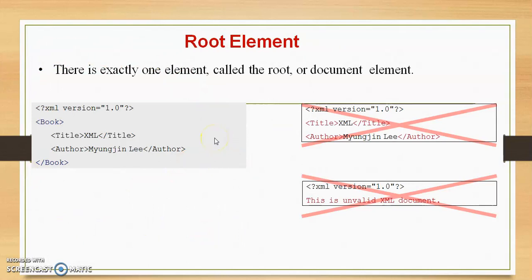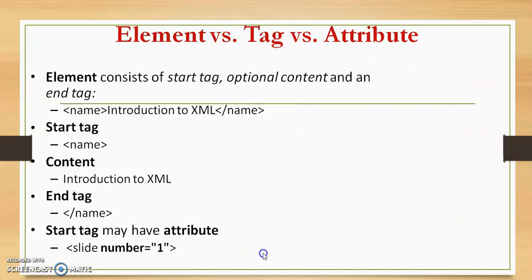Every XML document must contain exactly one element that is called the root element or the document element. So in this example, the root element is the book element. See the next example: following the XML declaration statement, there is no root element. There come the title tag and the author. So it's a wrong format. After the XML declaration, there is no root element. So this is also a wrong usage.